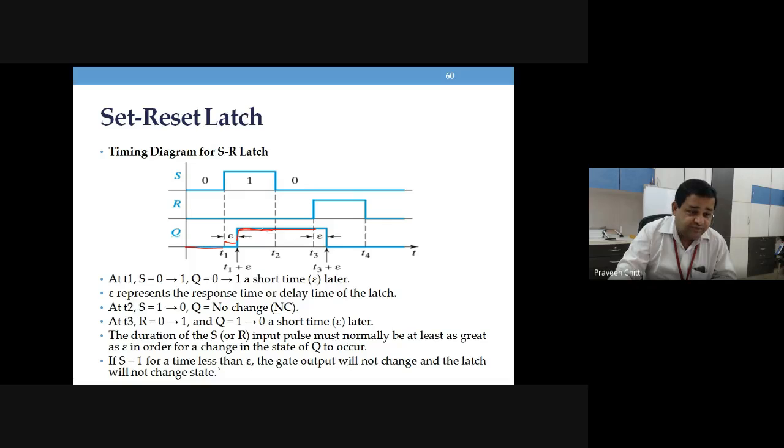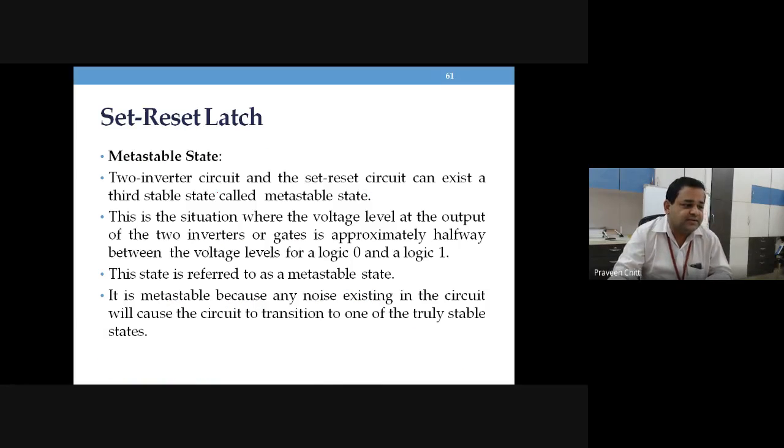Now R has become 1 here, so Q should become 0 because R equal to 1 resets the latch, S equal to 1 sets the latch. That's why it is called set reset latch or reset set latch. So the moment R becomes 1, Q should become 0, but Q will become 0 again after some delay called epsilon, that is propagation delay, and then it continues to be 0. So this is the timing diagram for the SR latch for the inputs S and R.